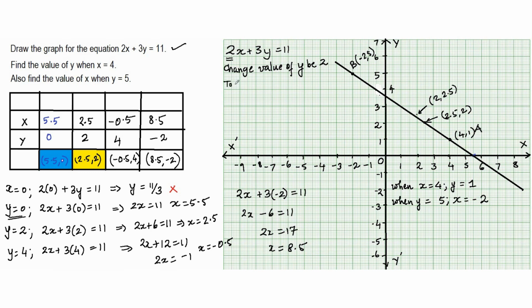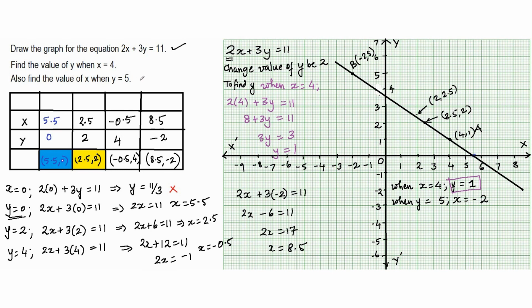So to find y when x equals 4, what I can do is substitute x as 4 in this equation. So 2 times 4 plus 3y is equal to 11, which means 8 plus 3y is equal to 11, or rather 3y is equal to 3, and therefore y equals 1. So when x is equal to 4, the value of y is equal to 1.